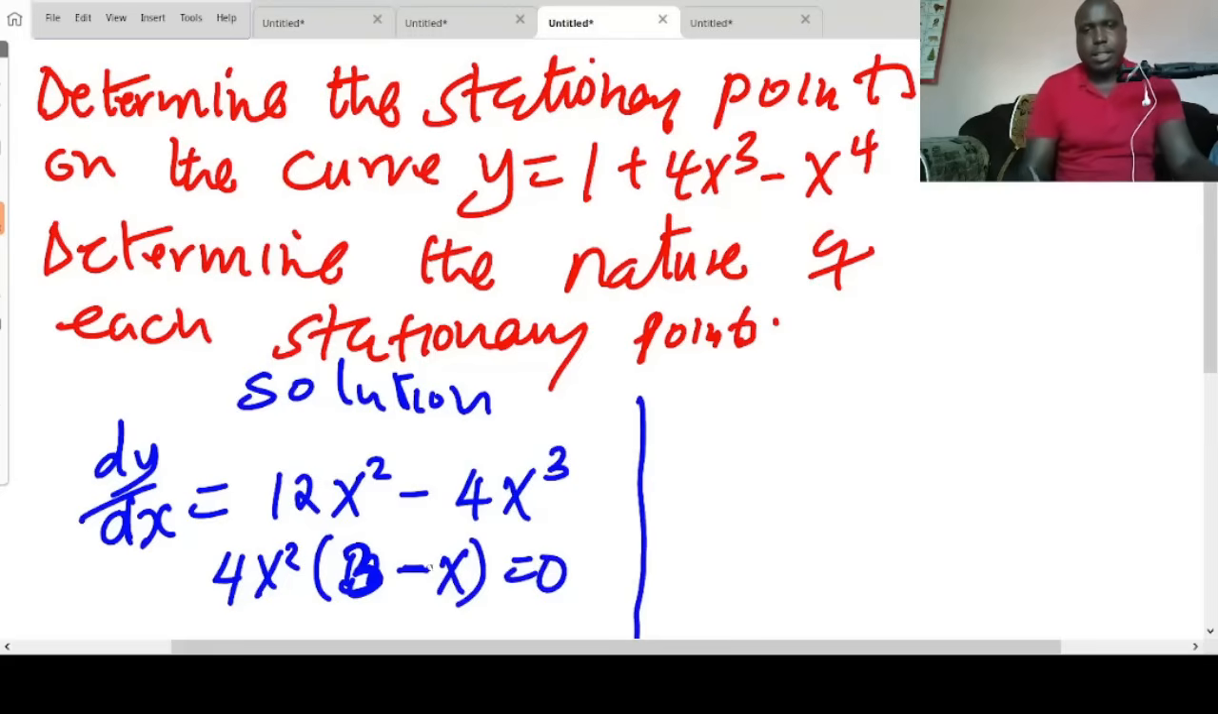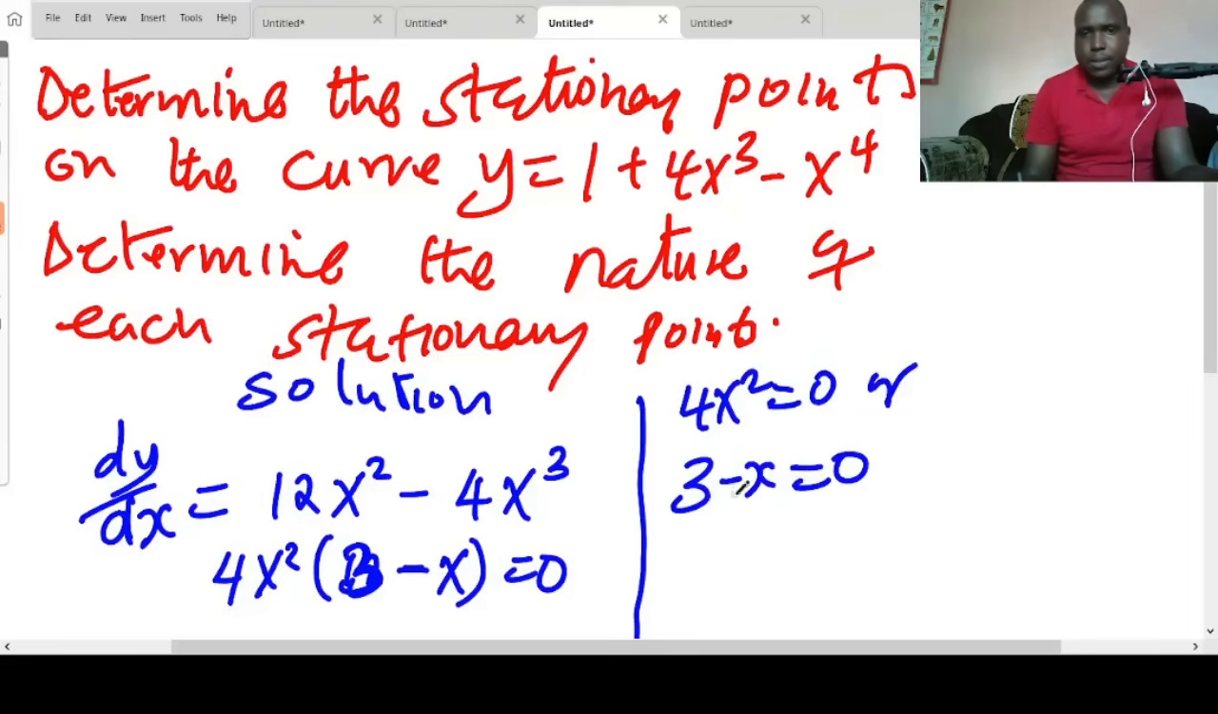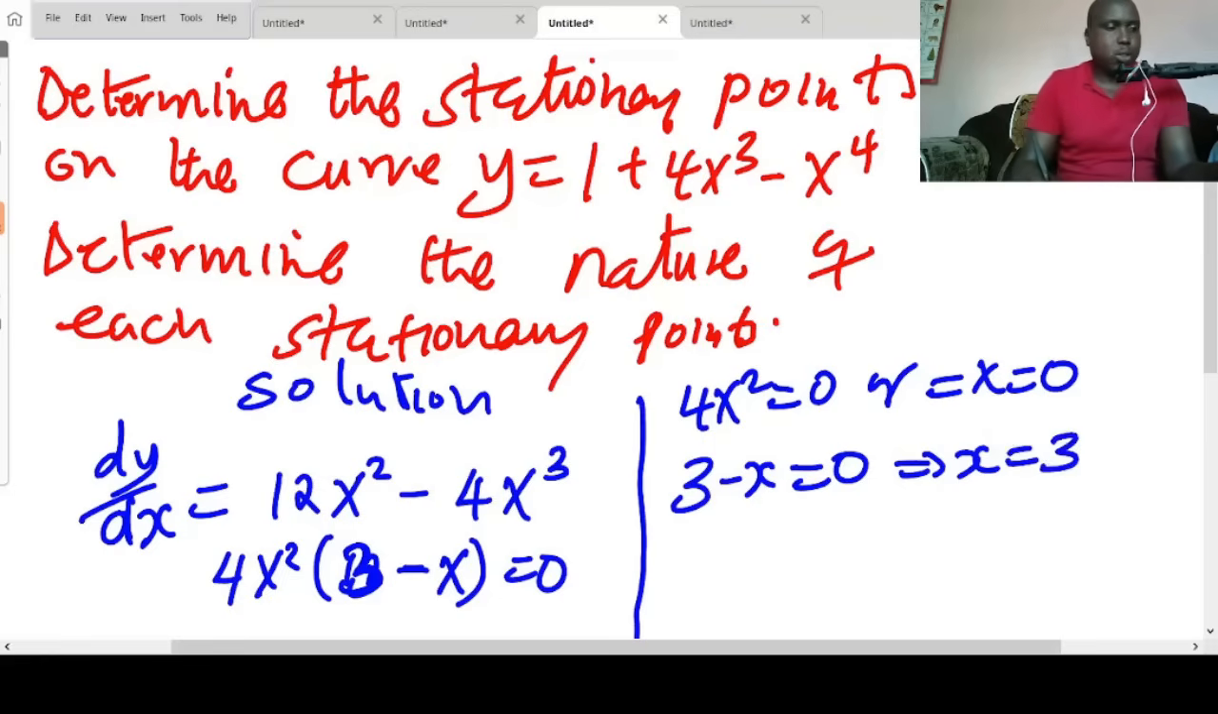That's very nice. So it means x is to be 0. Because 4x squared multiplied by this one is going to be 0. So 4x squared is equal to 0, or 3 minus x is equal to 0. Fine. And then it means here x is equal to 0, and here x is going to be 3.